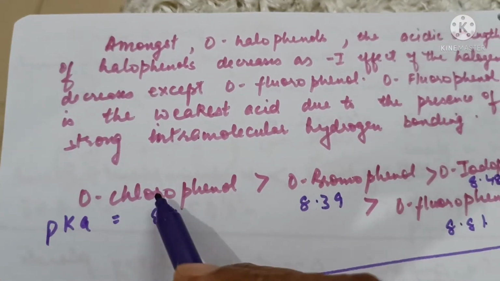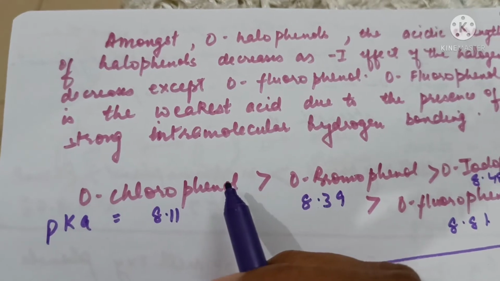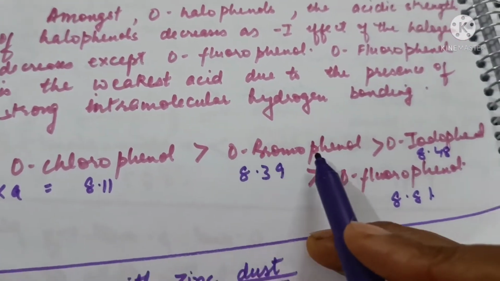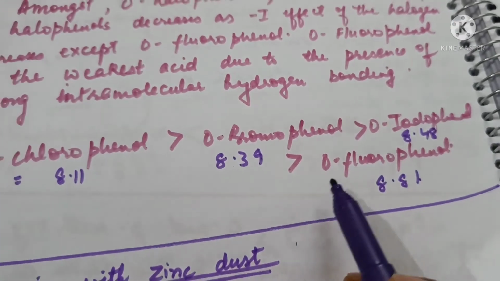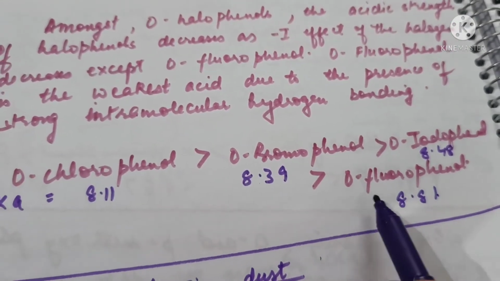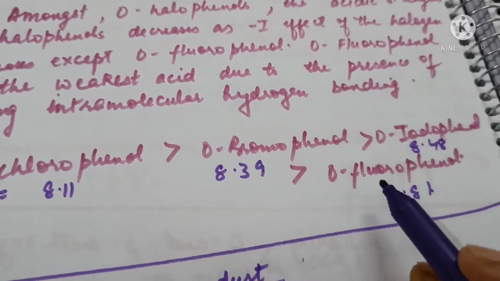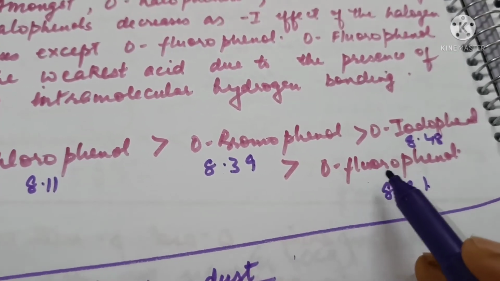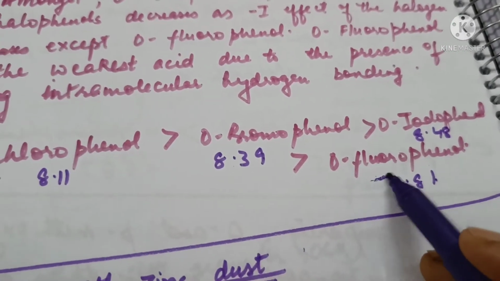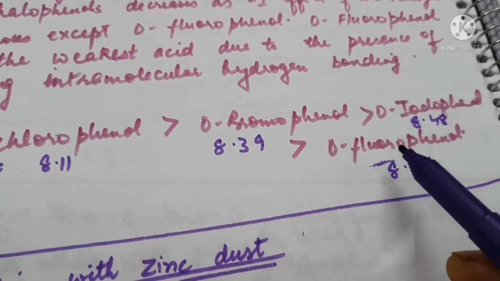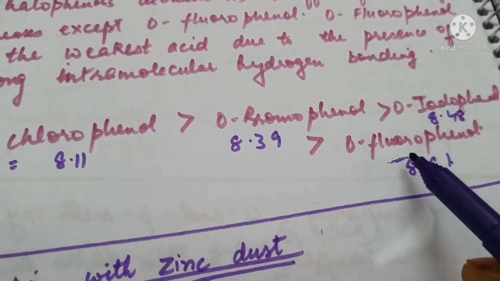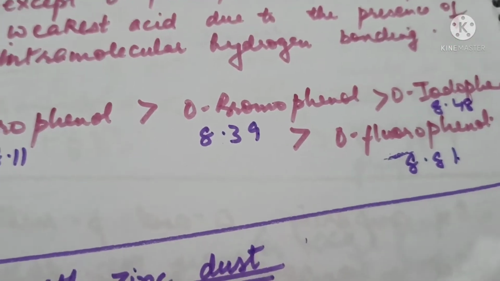So chlorine is most electron withdrawing in nature, so ortho-chlorophenol will be most acidic, then ortho-bromophenol, then ortho-iodophenol, and ortho-fluorophenol will be the weakest acid because hydrogen bonding is maximum with fluorine. So this hydrogen bonding will result in it being the weakest acid.